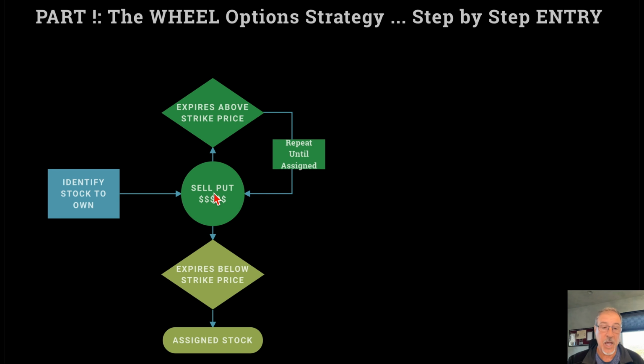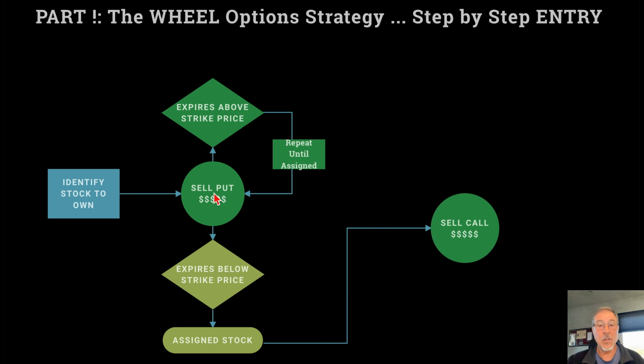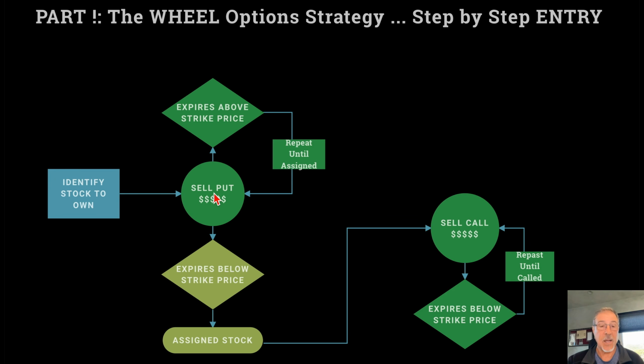So after I'm assigned the stock, now what do I do? I look at that stock, I decide on a price that I would be willing to part with that stock, that I'd be willing to sell it at, and I go out and sell calls on the stock. So now I sell a call where I'm willing to sell that stock above a certain price, and it doesn't get there. It expires below that particular price. What happens in that scenario? Nothing. I go out and sell a call again for the following month or the following week or the following quarter, depending on how active I want to be in this process.